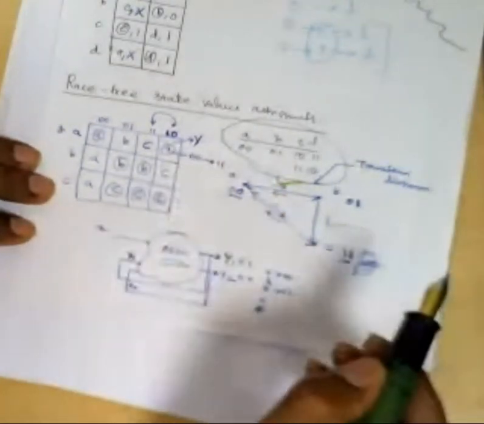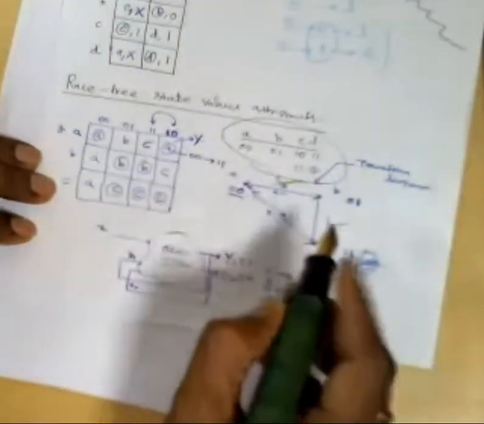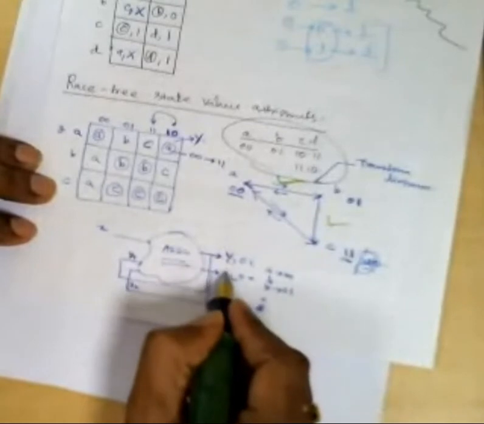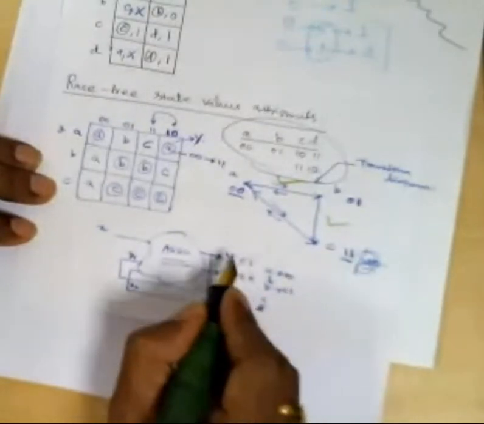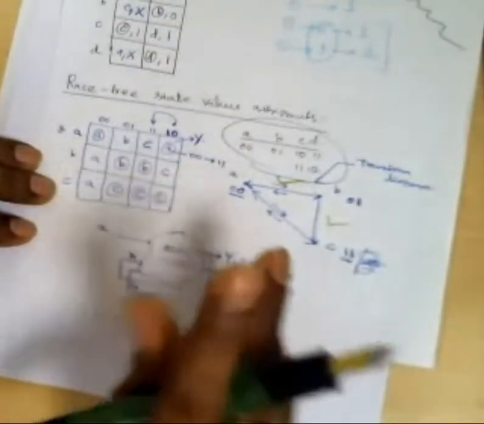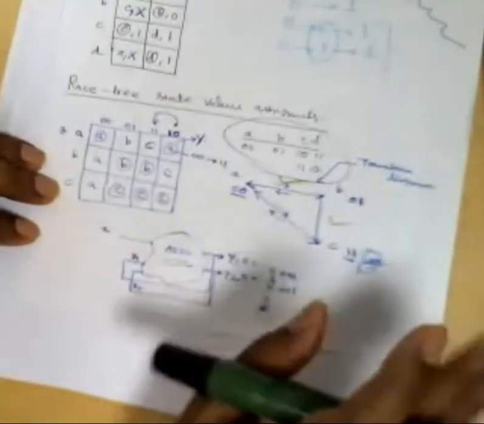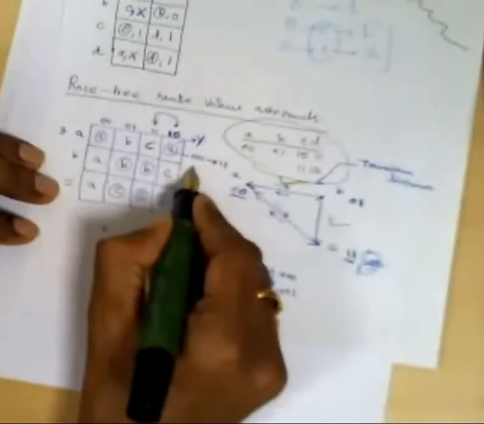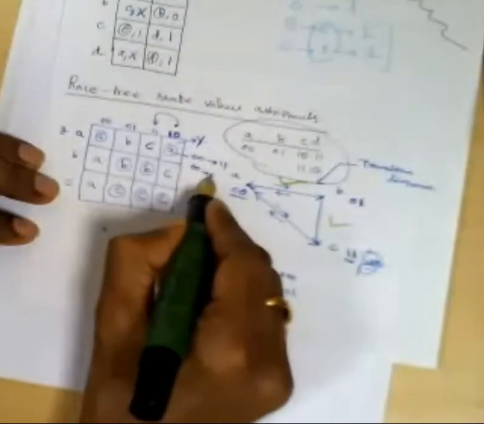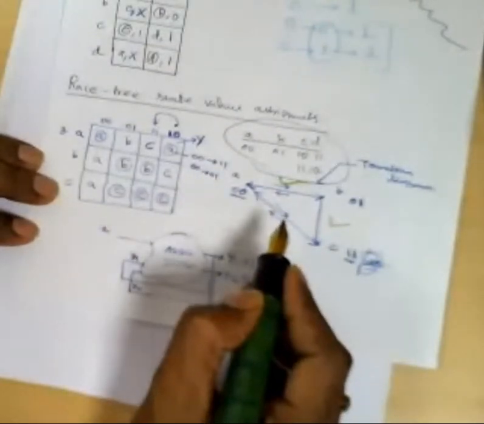Then only it will go to C state. Capital Y1, Y2 should become 1, 1 from 0, 0 now. If it becomes 1, 1, then it will go to C state and maintain the stability. But in case it happens like this, 0, 0 to 0, 1.